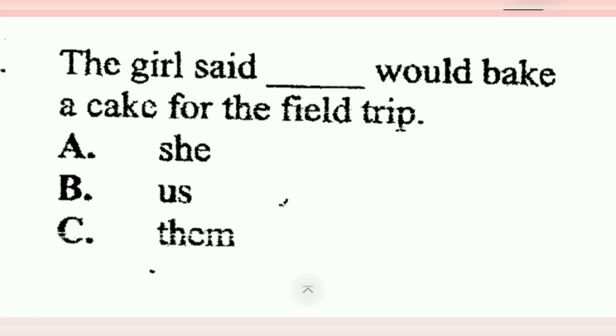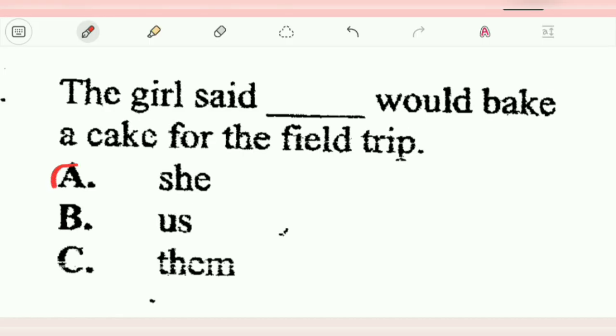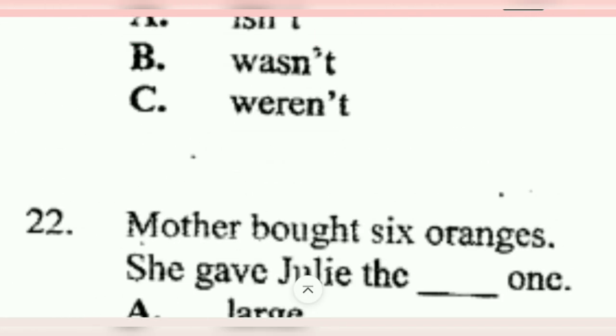19. The girl said would bake a cake for the field trip. So is it that the girl said she would bake? B says the girl said us would bake, and C says the girl said them would bake. It is she. The girl said she would bake a cake for the field trip. Good job. Moving on. I'm not going to be calling boys and girls right now because I need to go fast, all right?